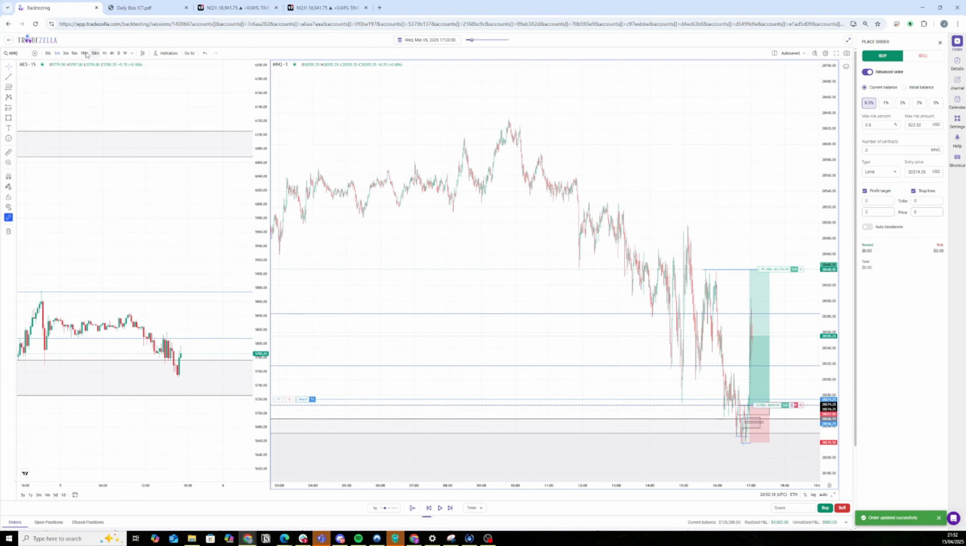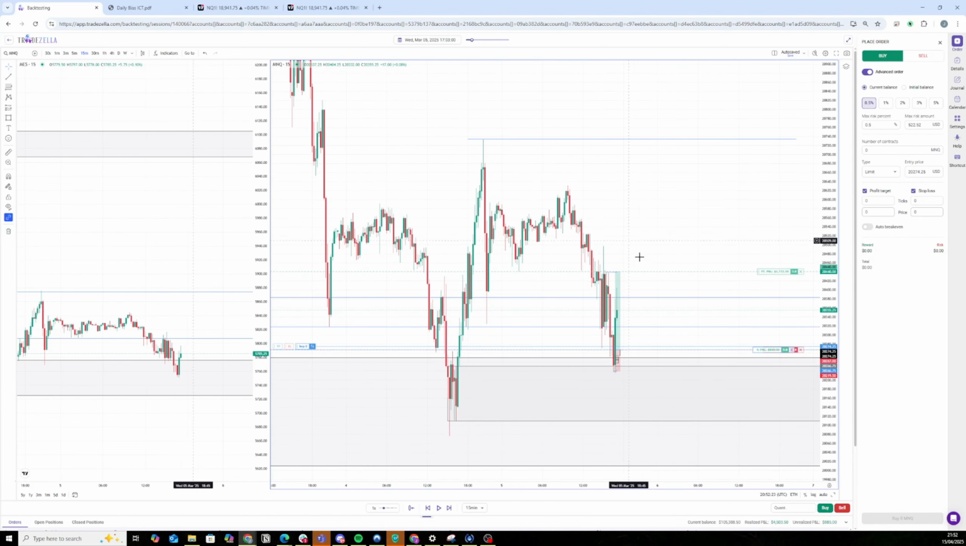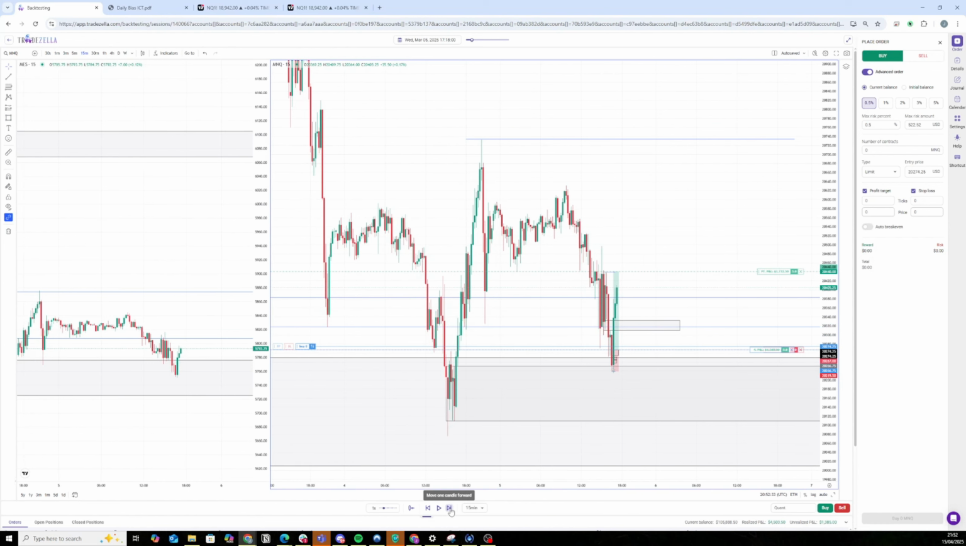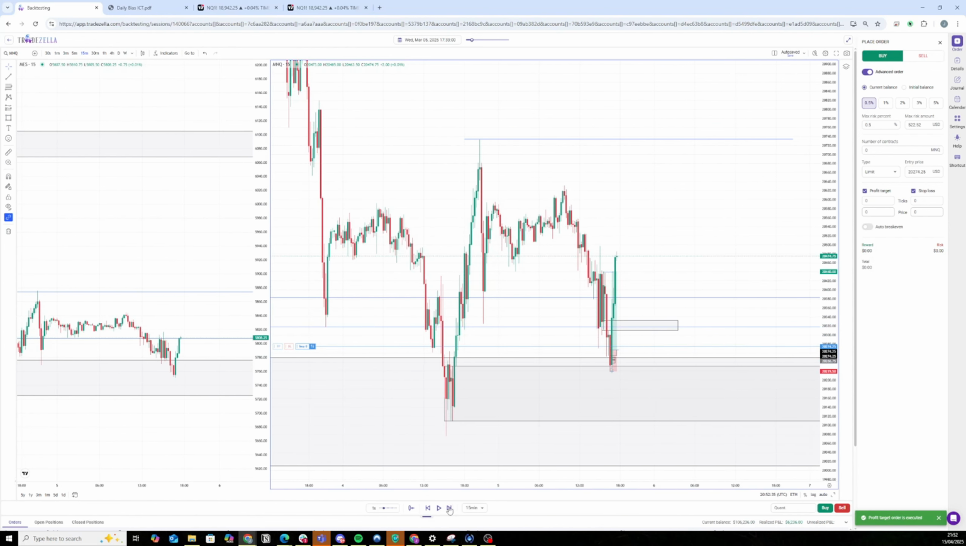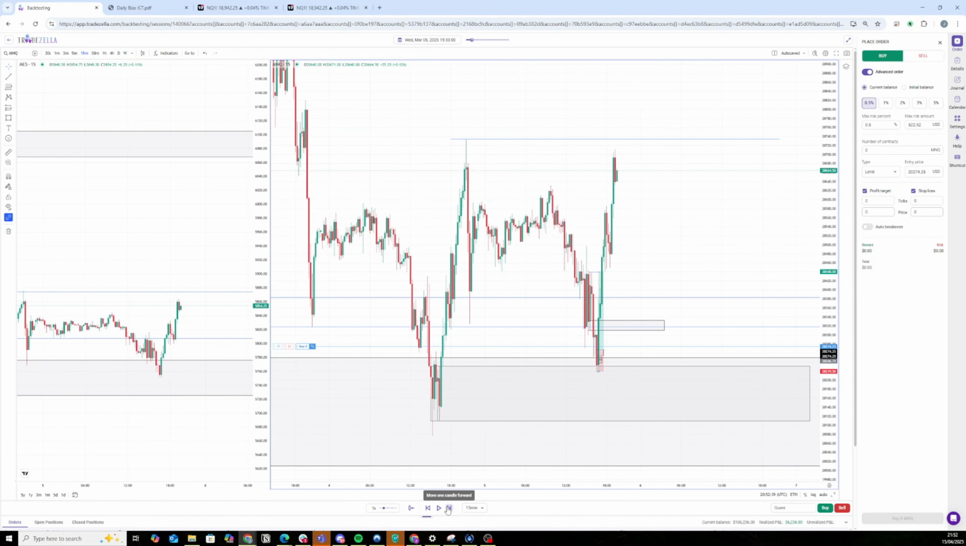You could possibly hold all the way up here. Obviously that high would be your final take profit. Realistically, would you do that? Probably not. You'd be pretty happy with the profit. We've inversed that fair value gap, so it does look like it's going to continue to go up. So we hit take profit. Let's see if it goes all the way. It does continue to go all the way.